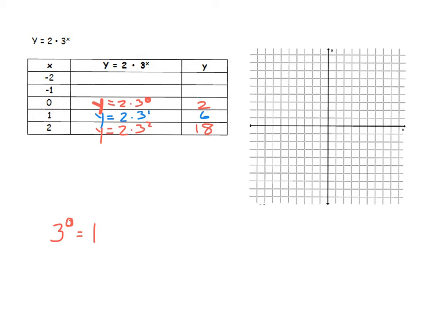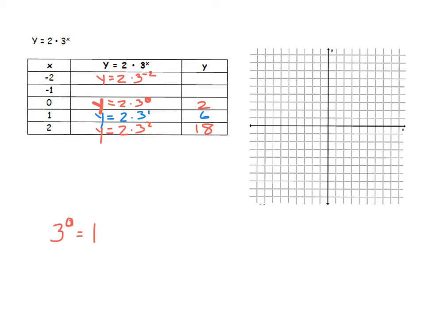All right, now backing up a little bit, we need to now raise this 3 here to a couple other x-coordinates, and they are negative x-coordinates. So when we do this, it might seem a little confusing at first, but I think you will catch on just fine. So y equals 2 times 3 raised to the negative 2.